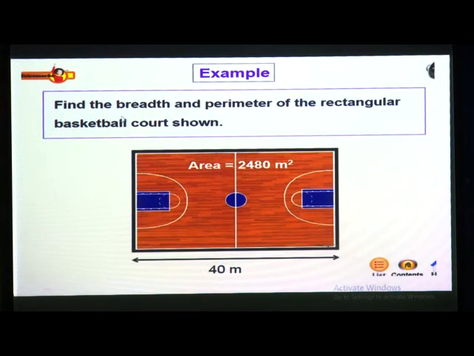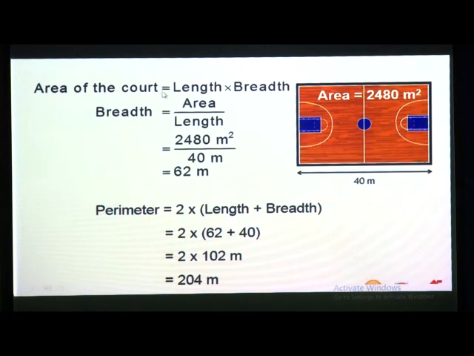One more example we will take. Find the breadth and perimeter of the rectangular basketball court shown. This is the rectangular basketball court. Its area is 2480 square meters. We have to find the breadth and perimeter.